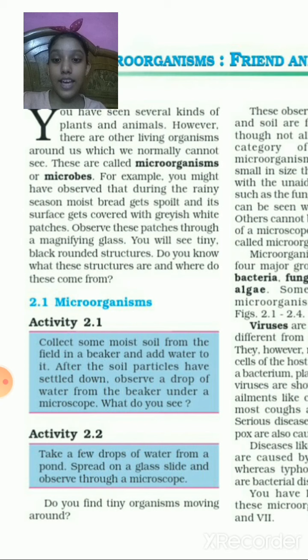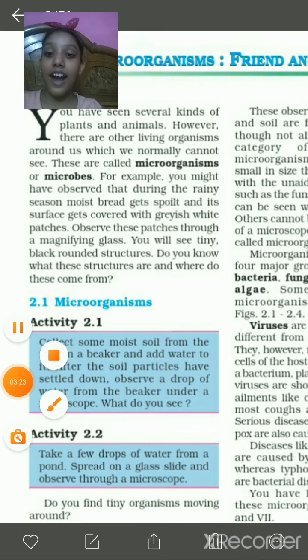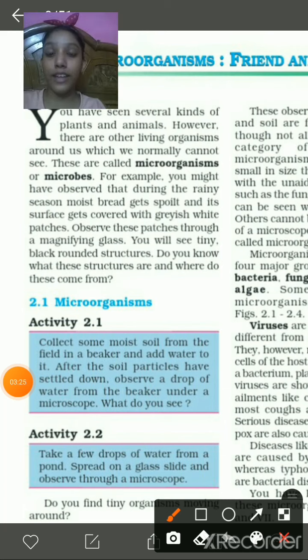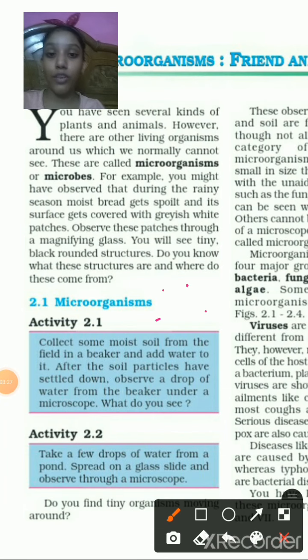Then the next activity is: take a few drops of water from a pond, spread on a glass slide and observe through a microscope. So इस एक्टिविटी में आप किसी भी रिवर या पॉन्ड के पास जाइए, उसमें से थोड़ा सा वाटर लाइए और उसको भी आप माइक्रोस्कोप से चेक करें. सो इन द बोथ केसेस यू विल ऑब्जर्व दैट there are tiny microorganisms which are moving around there. So these small tiny organisms are the microorganisms or microbes.